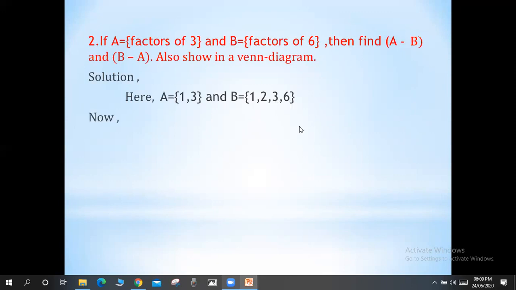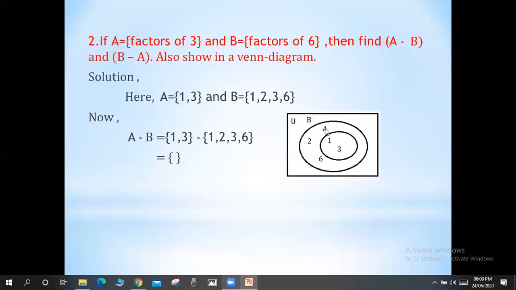Now A minus B. Oh, empty set. Why? Because all the elements of A are elements of B. So A is a subset of B. So there are no elements of only A. All the elements of A are also elements of B. So A minus B is the empty set. And the Venn diagram is like this. Look, A is inside B, because A is a subset of B.